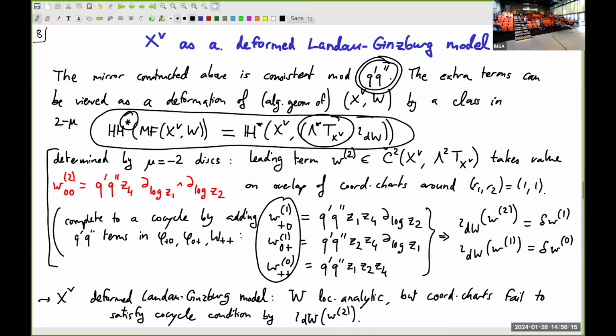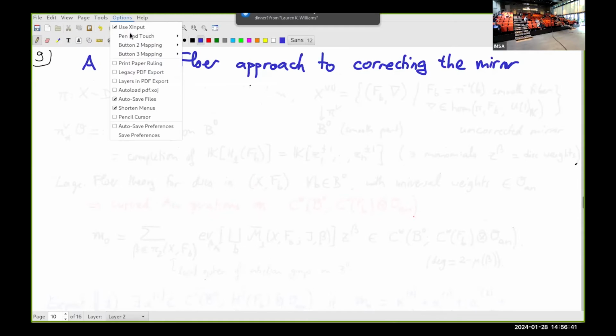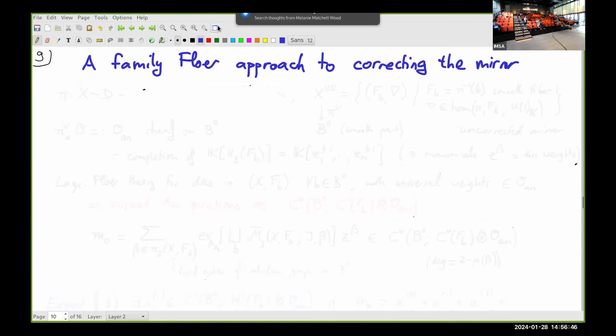Except this is not quite graded. I mean, sorry, this is for the wrong grading. For this grading, it's degree 2 minus mu. All right. Oh, no, it's the same grading. Never mind. Okay, so let's restart. Okay, this is not how I wanted this set up. Just a second. Okay, that's going to be better.